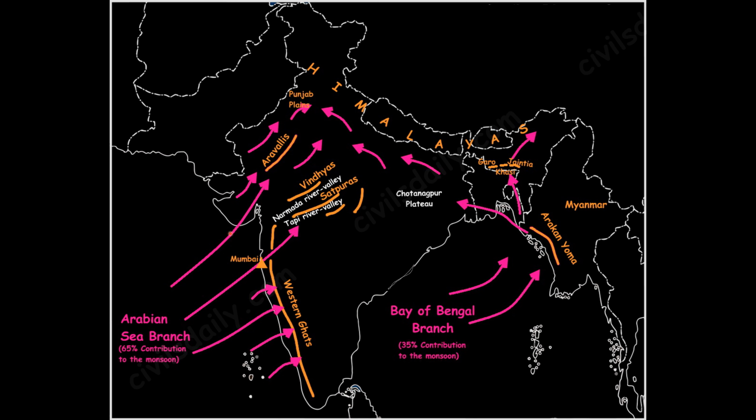Another part of the Arabian Sea branch strikes the Saurashtra Peninsula and Kutch. It then passes over West Rajasthan and along the Aravallis, causing very scanty rainfall over here. In Punjab and Haryana, it joins the Bay of Bengal branch. These two branches reinforce each other and cause rainfall in the western Himalayas.